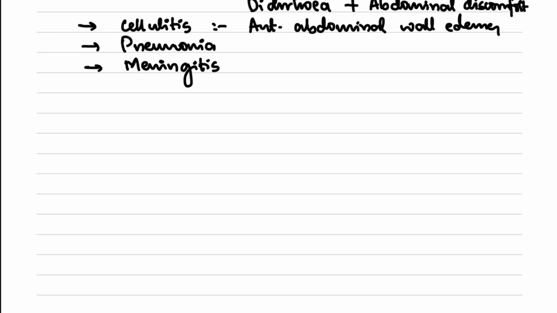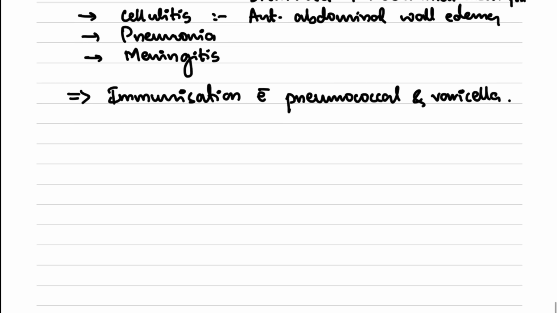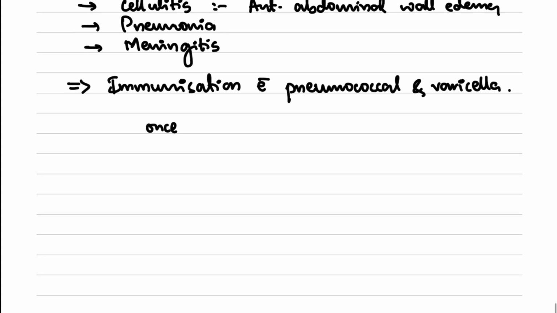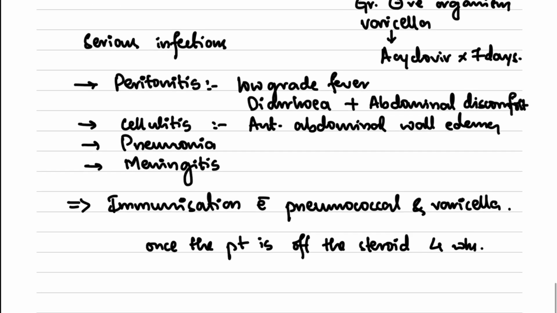So the patient suffering from nephrotic syndrome, we will usually advise immunization with pneumococcal as well as varicella vaccines. This is done once the patient is off the steroid for up to 4 weeks. That's when we'll advise the patient to undergo immunization. So this is the second complication, the infections.